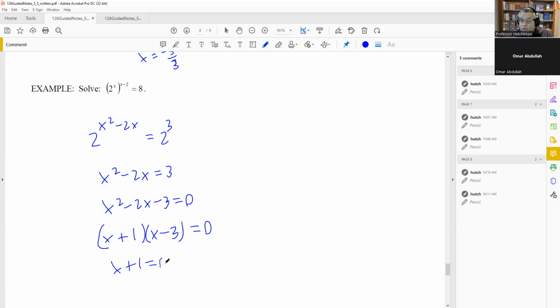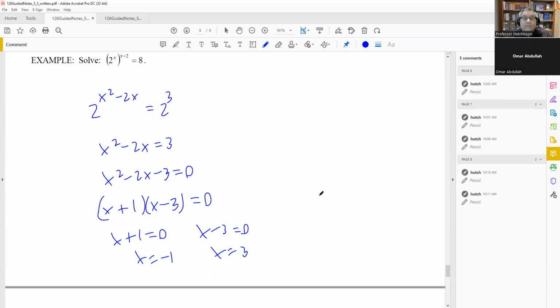x plus 1 equals 0. x minus 3 equals 0. And you get x equals -1, and x is equal to 3. Those are your two answers, -1 and 3.